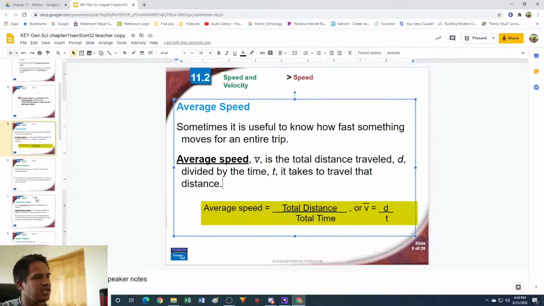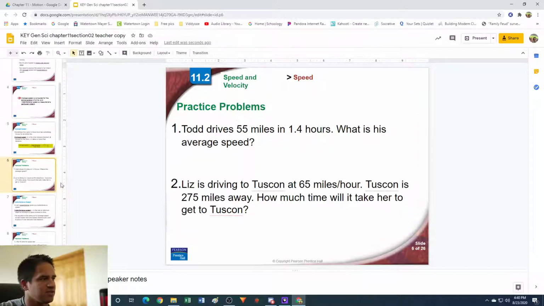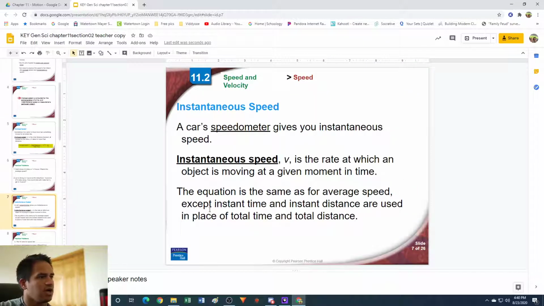As for instantaneous speed, I'm going to skip past these practice questions here. Instantaneous speed is a particular moment in time. The best example I can give you is a speedometer, like on a car. When you're in your car and you want to know how fast you are going right now, you just look at your speedometer and it tells you, right at that moment.